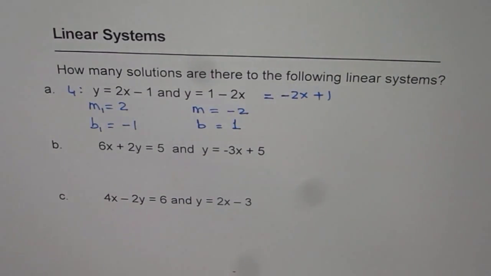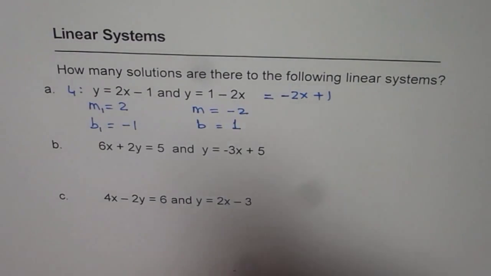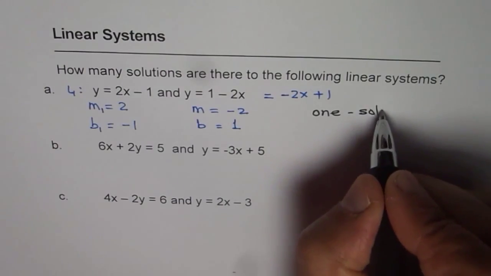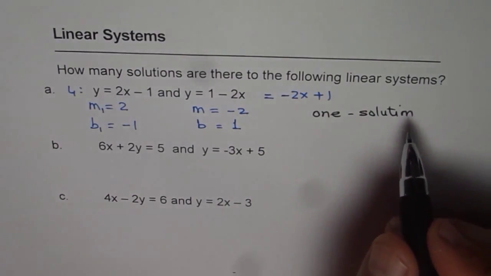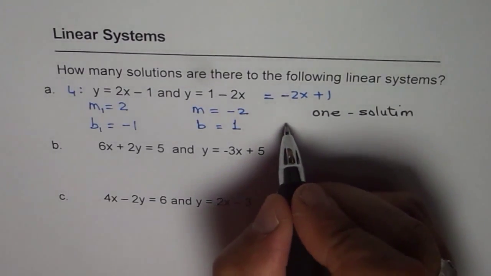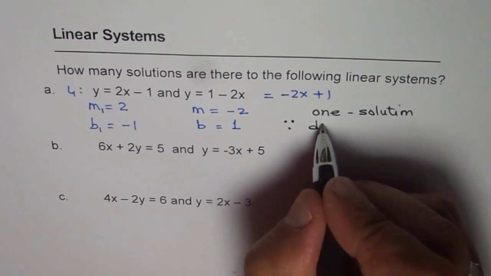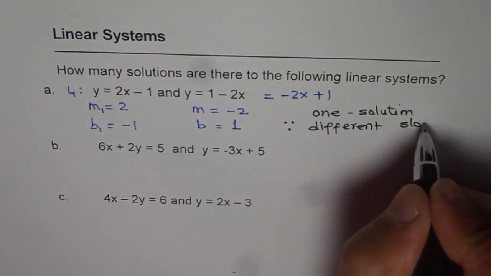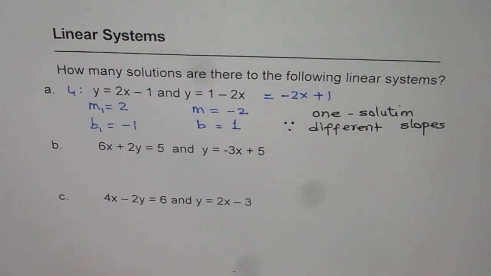Now what can you conclude from the given slopes and y-intercepts? Since we have different slopes, that means one solution. So the system will have one solution only. We don't have to really find the solution. The number of solutions is required, one solution, and the reason is that the slopes are not the same. So we have different slopes. We found that the two slopes are not the same.